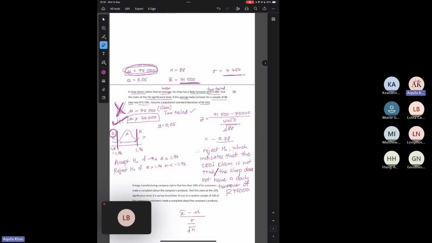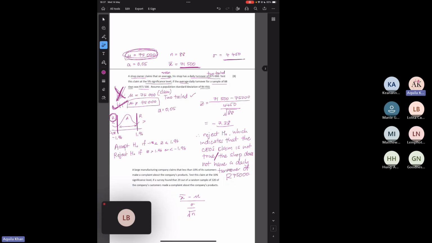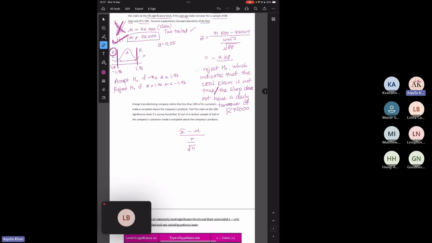So when we concluded, we said that we'd reject the null hypothesis, which means we are rejecting the claim that the shop owner was making. It is false, or you could say that the shop does not have a daily turnover of 75,000. Basically meaning it's either less than or greater than 75,000, but it's not 75,000 itself. All right, so that is question 1. Let's now have a look at question 2.